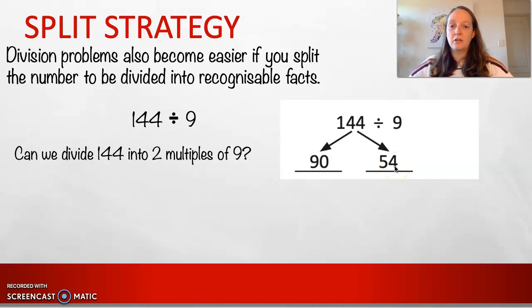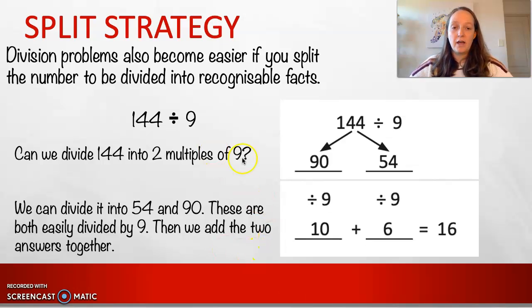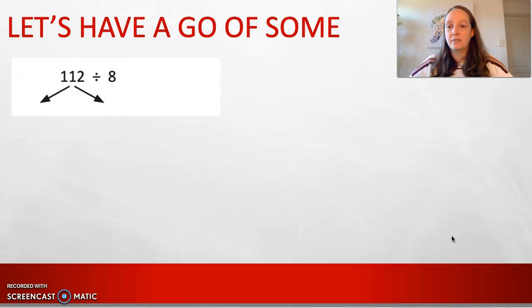So that's how we can use those two ones. We can divide it into 54 and 90. These are both easily divided by 9, and then we add the two answers together. So divide 90 by 9 and we get 10. Divide 54 by 9 and we get 6. 10 plus 6 equals 16. I really like this strategy. I think that it helps to break down the number into smaller bits. So let's have a go at some together.